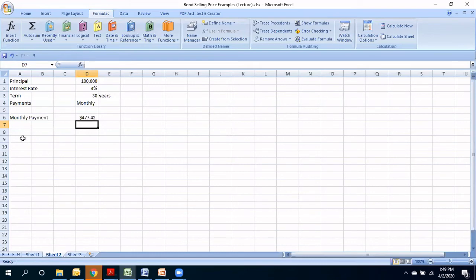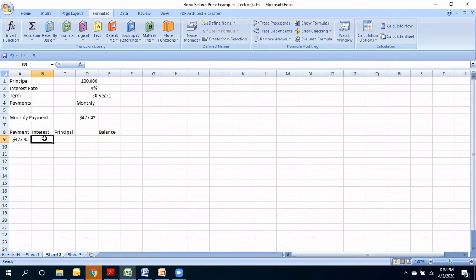Now, that consists of interest and principal. And what happens is, as we make this monthly payment, we are going to apply a portion of it to interest and a portion of it to principal.